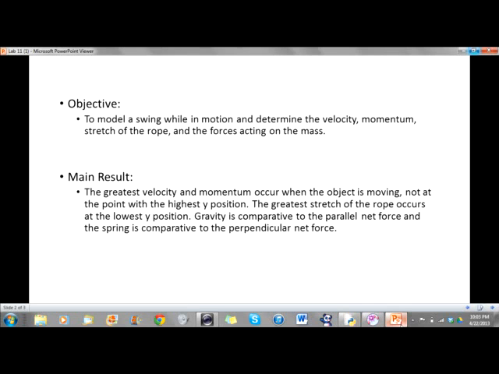My objective was to model a swing in motion and determine the velocity, momentum, stretch of the rope, and the forces acting on the mass. The main result was that the greatest velocity and momentum occur when the object is moving, not at the point with the highest Y position. The greatest stretch of the rope occurs at the lowest Y position. Gravity is comparative to the parallel net force, and the spring is comparative to the perpendicular net force.